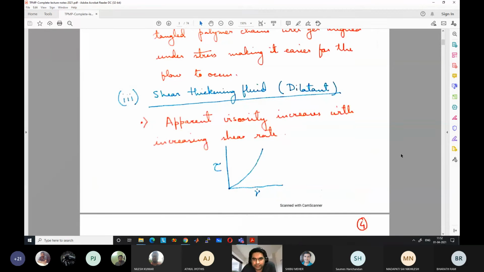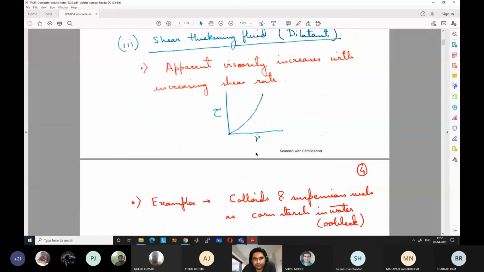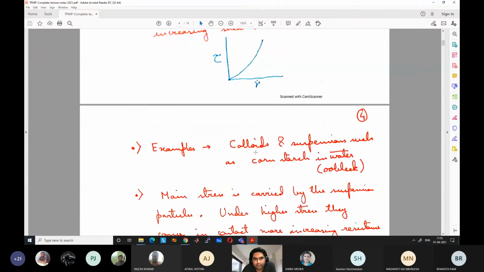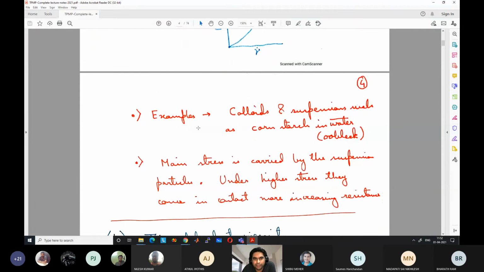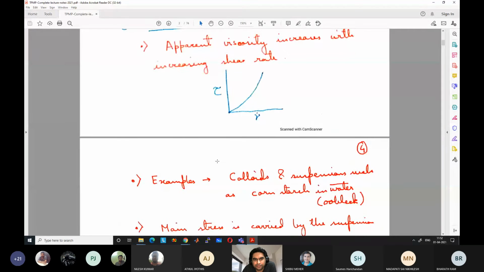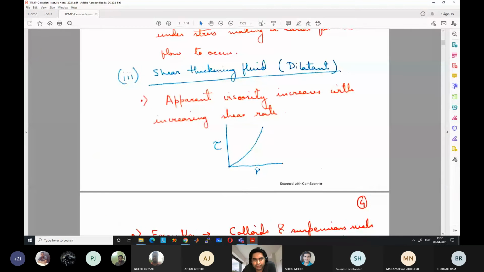So the second type is known as shear thickening fluid. Okay, the behavior is opposite. If you increase the stress or if you increase the strain, the stress increases at a much faster rate. So apparent viscosity, which is the slope of this line, increases with increasing shear rate. Shear thickening fluids or dilatants are more rare as compared to shear thinning fluids. Many fluids in real life are shear thinning. A smaller number of fluids are shear thickening.